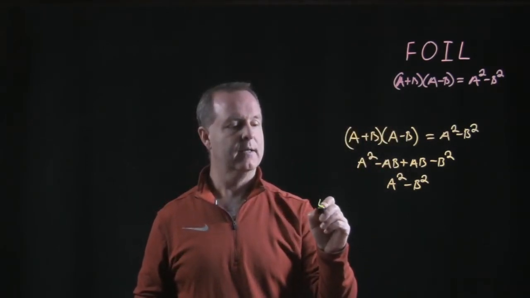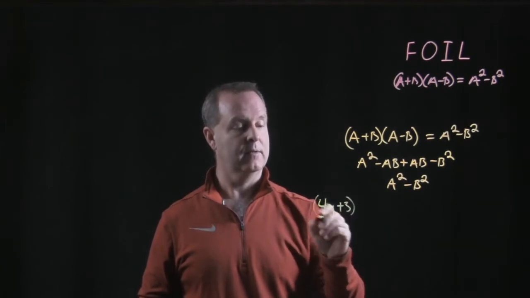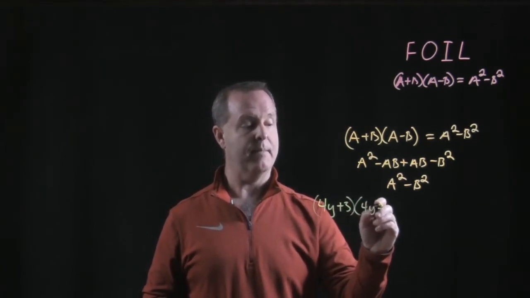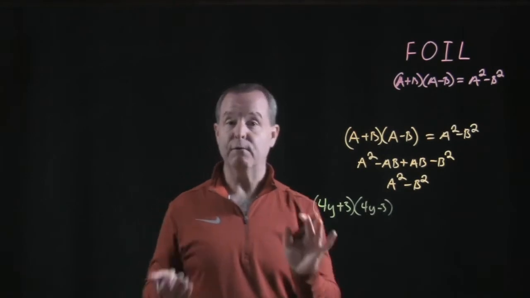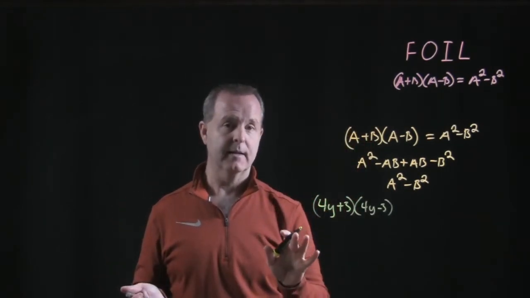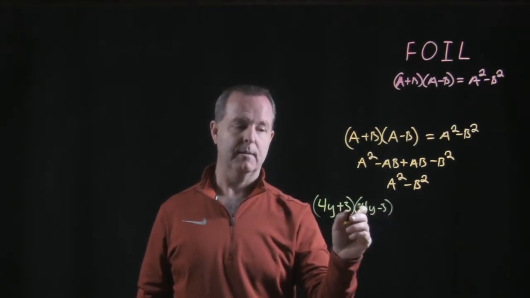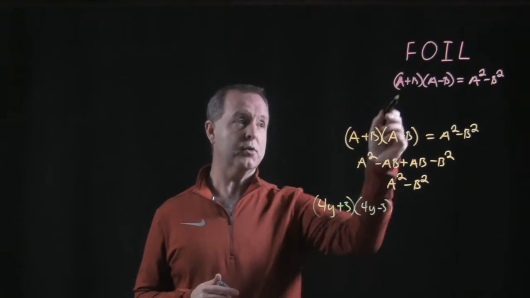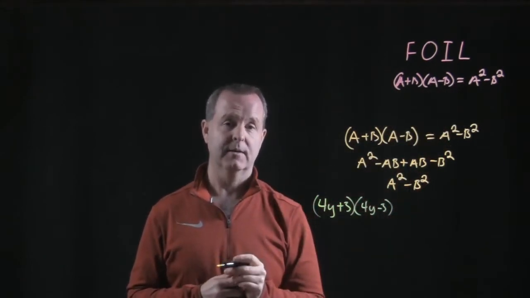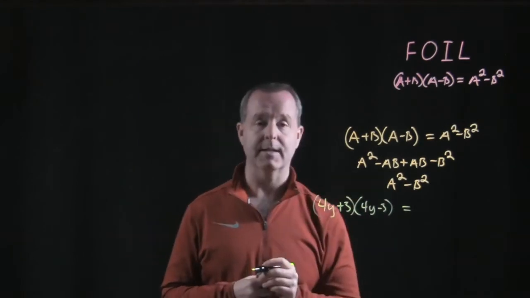Let's look at 4y plus 3 times 4y minus 3. Now I could FOIL this and use our FOIL method. That will work completely fine. But if you're able to recognize this one, first of all, as the same terms but with a different sign, then you can go straight to the difference of two squares method, which tells me I'll have a squared minus b squared.